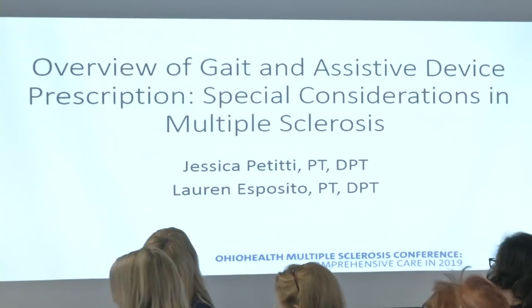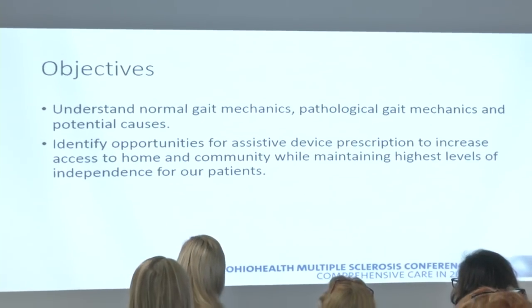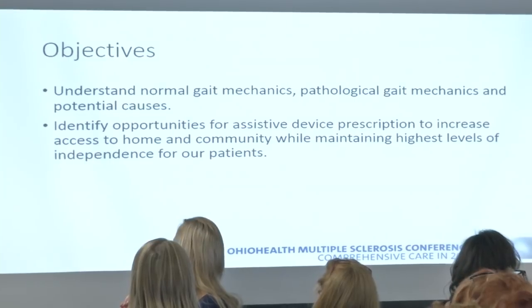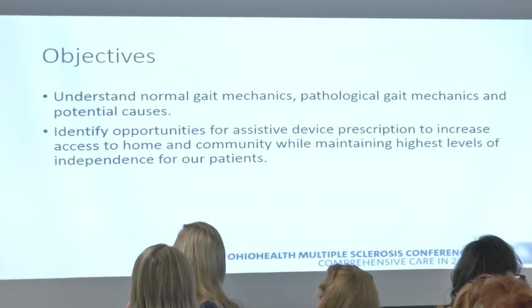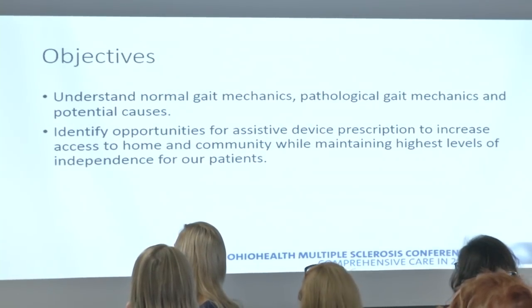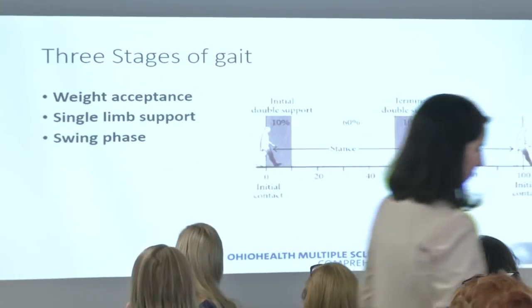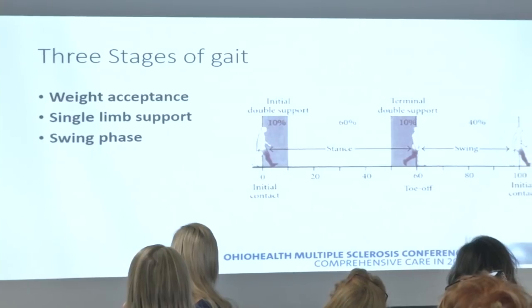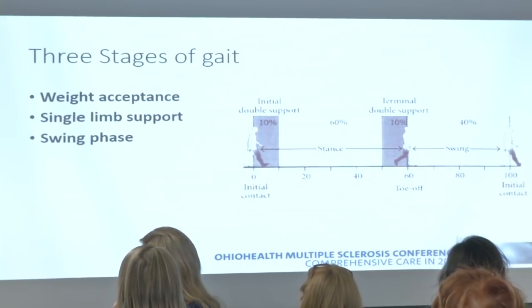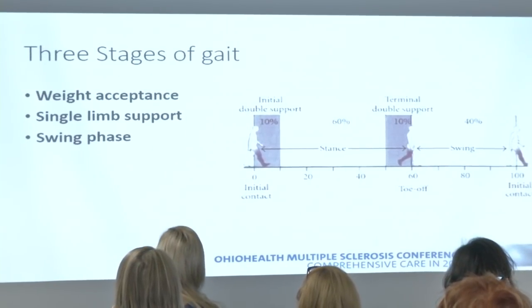Alrighty, so here are our objectives. Our goal is to better understand both normal gait and pathologic gait in MS, and identify some potential causes. And then from there, we're going to discuss some opportunities for assistive device prescription. To begin, we're going to start with an overview of typical gait in order to build a better understanding of gait dysfunction in MS.